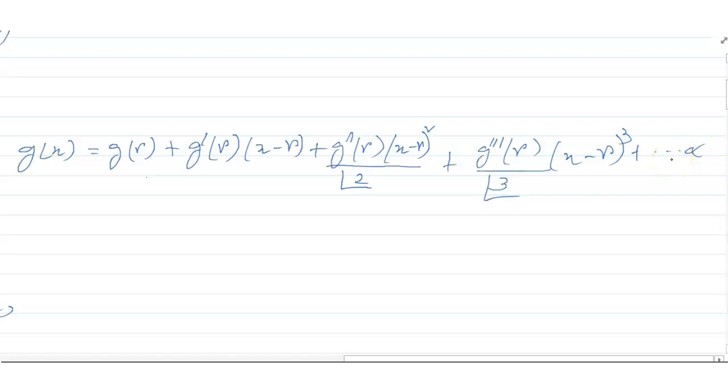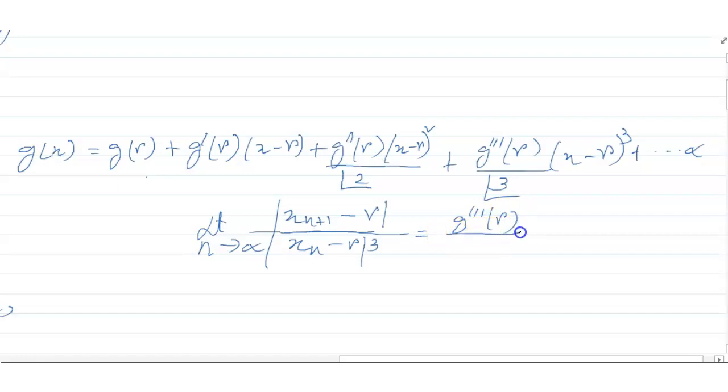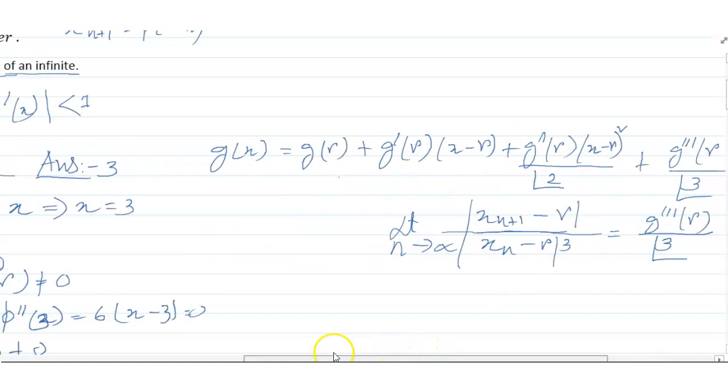So friends, whatever you see here, the limit as n tends to infinity of the mod of x_{n+1} minus r divided by the mod of x_n minus r, whole cube, equals g triple dash r divided by 3 factorial, because this portion is of order 0: g dash r and g double dash r are 0. So my order of convergence is 3.